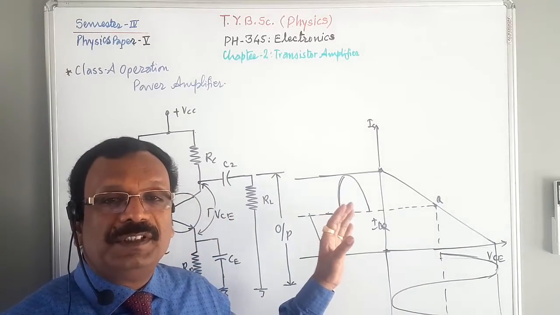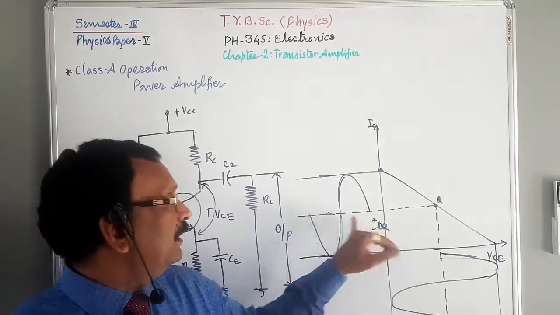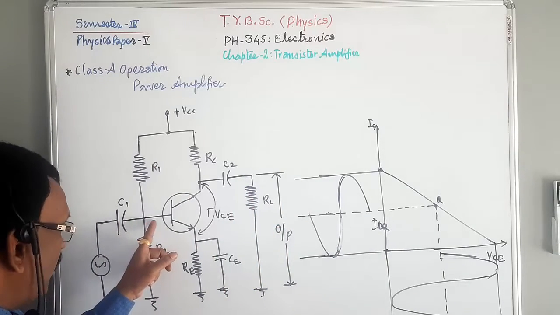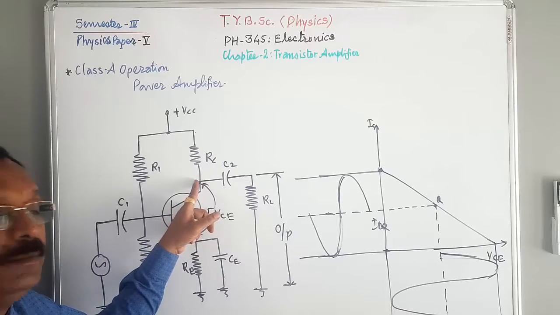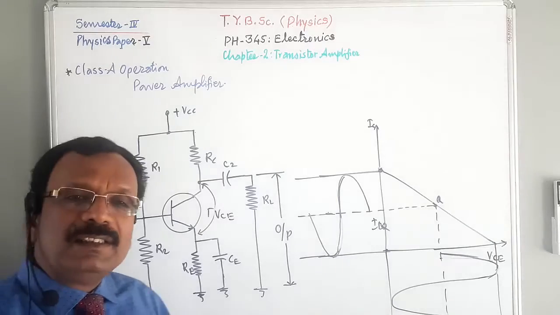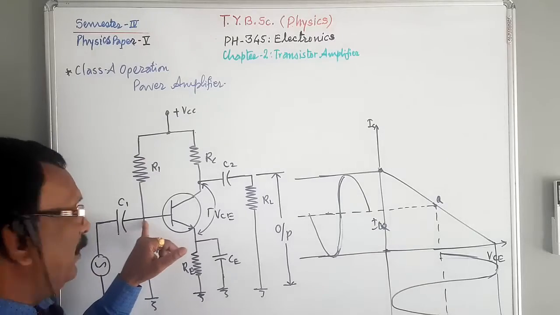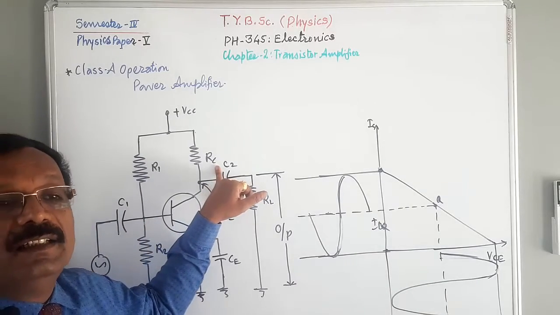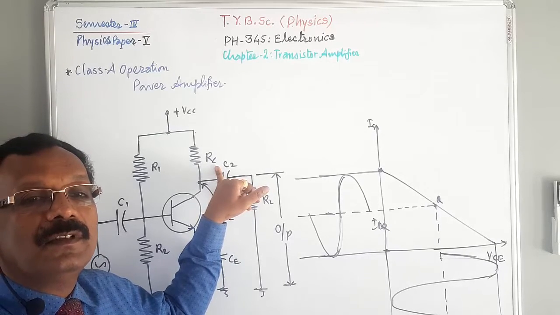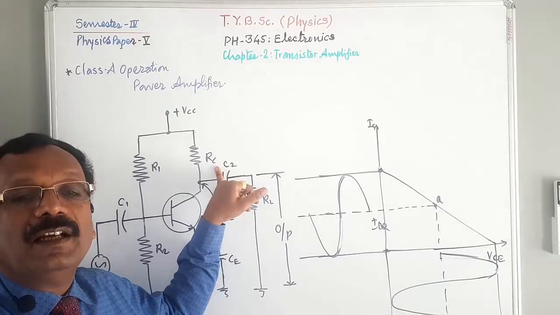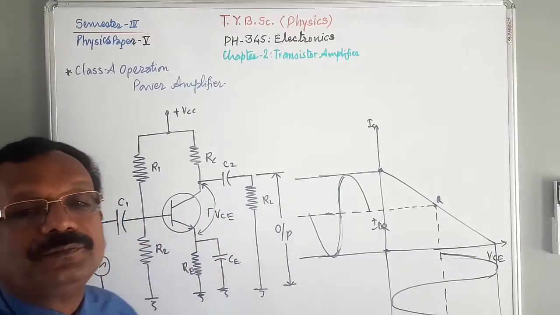In response to the change in base current IB, the collector current changes simultaneously. This is nothing but the amplification. In response to this base current IB, the collector current IC also changes sinusoidally, above and below its quiescent current ICQ. Here is the quiescent current ICQ and here IBQ.